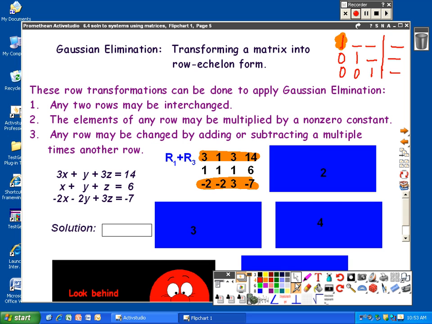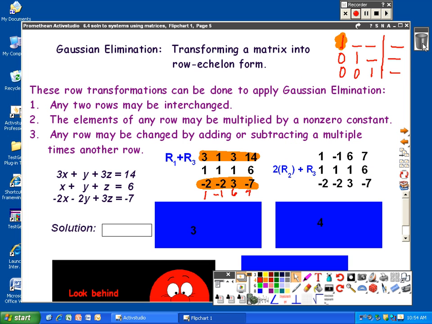So I'm just going to do the adding underneath here. That would give me a 1. 1 minus 2 is negative 1. 3 plus 3 is 6. 14 minus 7 is 7. So I can now make that my first row. 1, negative 1, 6, 7. Notice the second row stayed the same: 1, 1, 1, 6. And the third row stayed the same: negative 2, negative 2, 3, negative 7. Because I'm manipulating one at a time.